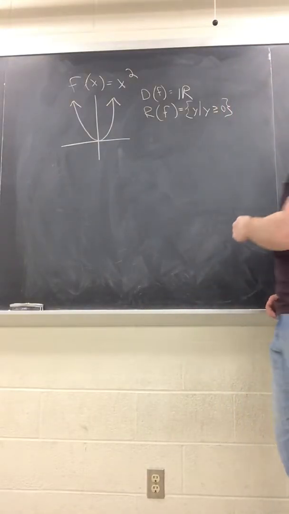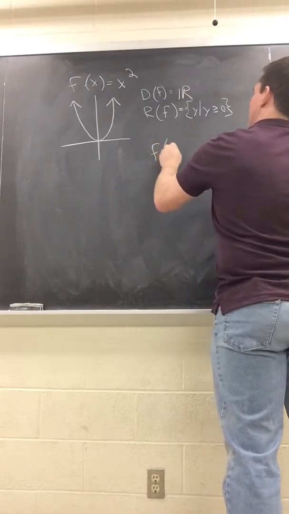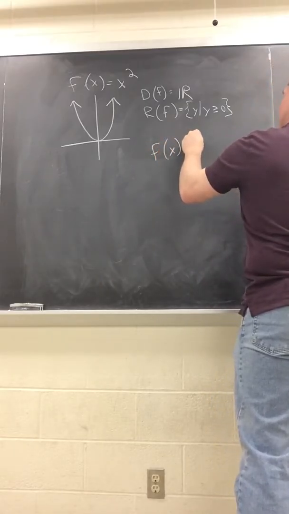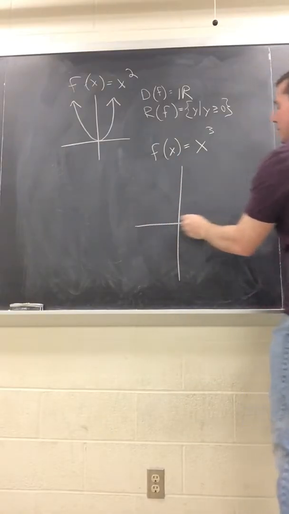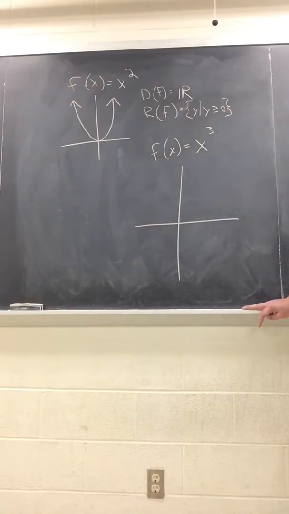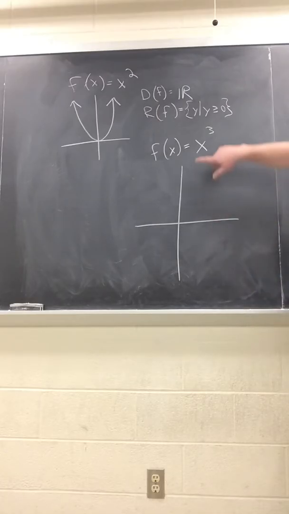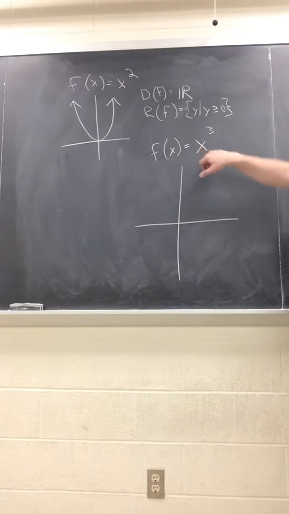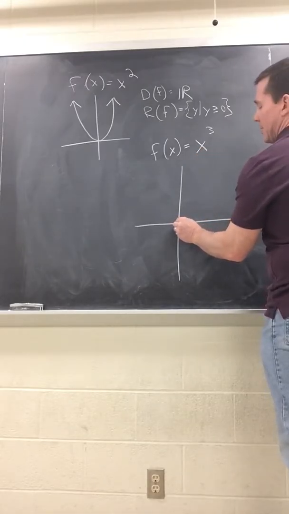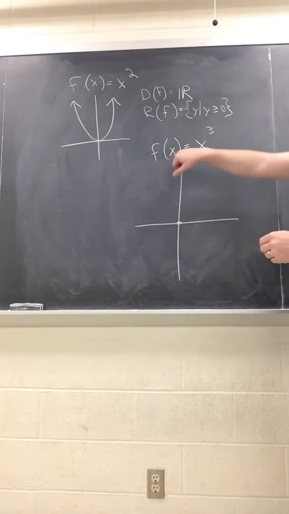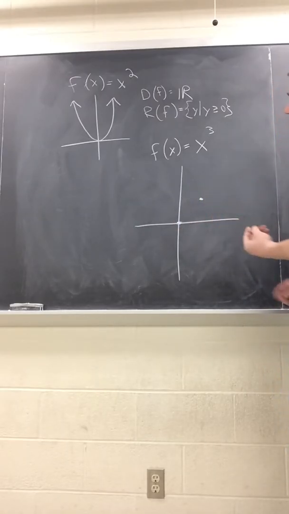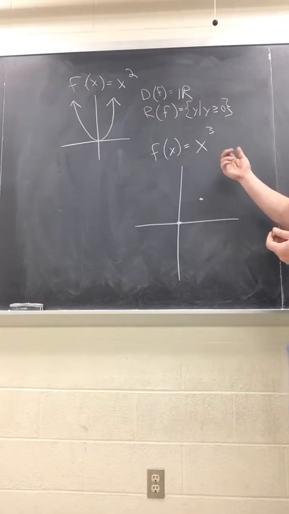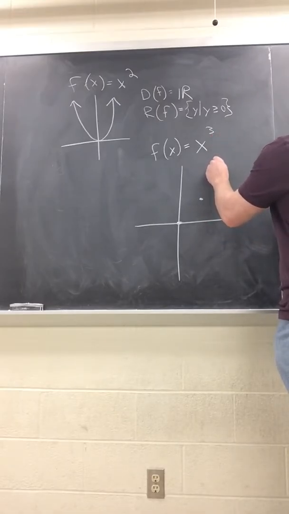The next function we can look at, f of x equals x cubed. And as far as graphing it goes, if nothing else, plug in points and see what you get. If you plug in 0, you get 0 cubed, which is 0. So we get the point (0, 0). If you plug in 1, you get 1 cubed, which is 1. If you plug in 2, you get 2 cubed, which is 2 times 2 times 2, 8.